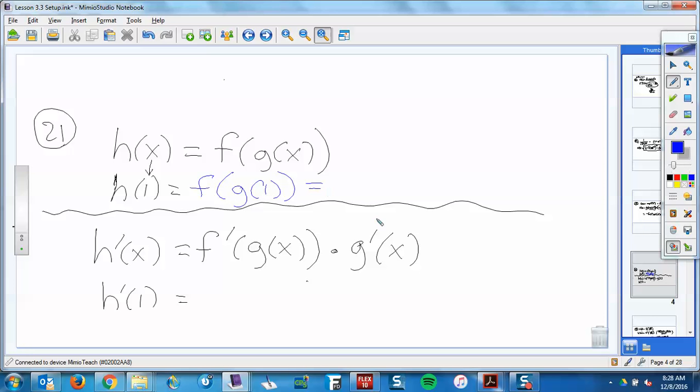Well, what's G of 1? 4. So this now becomes F of 4, right? Well, what's F of 4? 3. So there's your answer to that one.